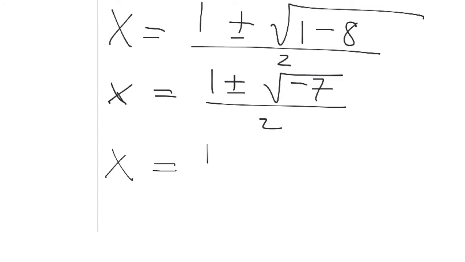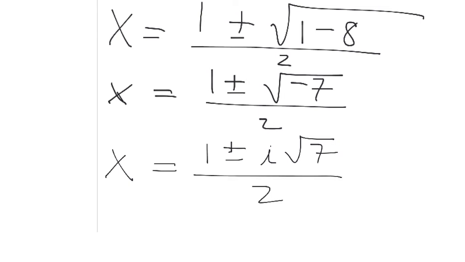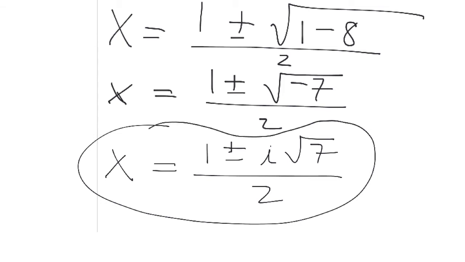But we can continue, we can move forward, because we can factor out the i: square root of 7 over 2. And that, my friends, is the answer. It might be a crazy complex answer. When I say complex, I literally mean real plus imaginary is complex. It might have a square root, but there are 2 solutions here, and there they are: 1 plus i root 7 over 2, and 1 minus i root 7 over 2.